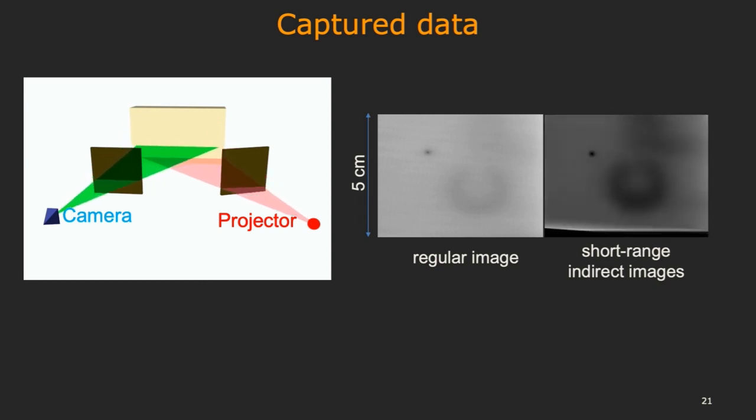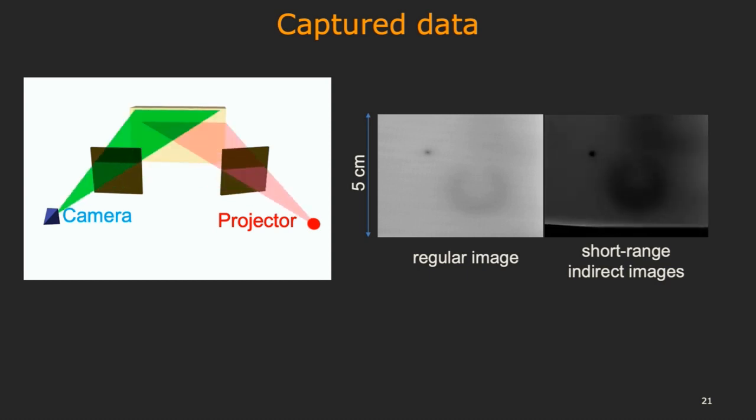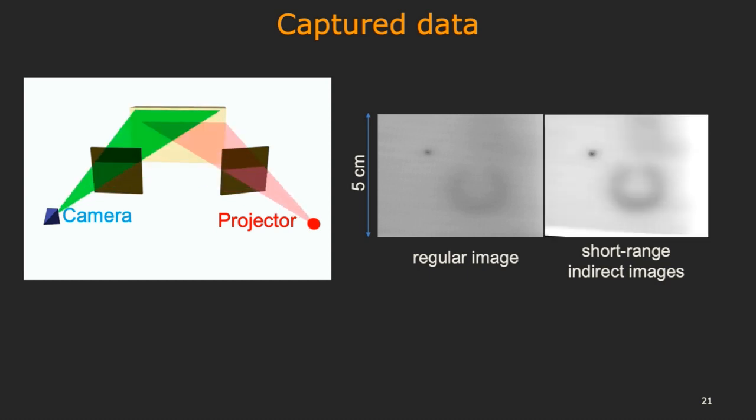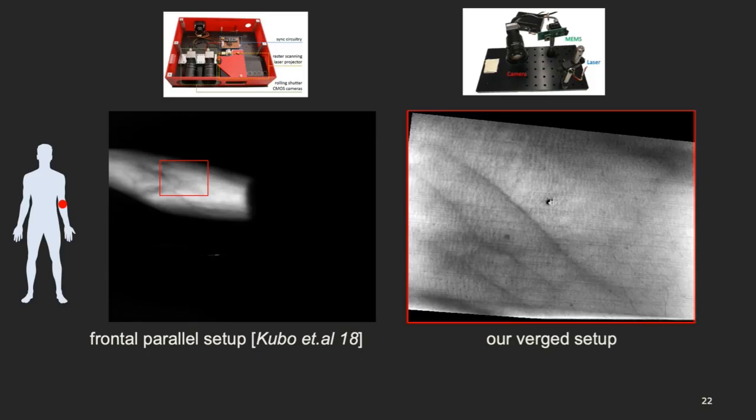On the other hand, the overall brightness of the image decreases because we are capturing images gated with longer optical lengths. As a result, there is no free lunch since we have to compromise between the sensing depth and signal-to-noise ratio. We compare the image captured by our verge setup and the frontal parallel setup with no vergence angle.